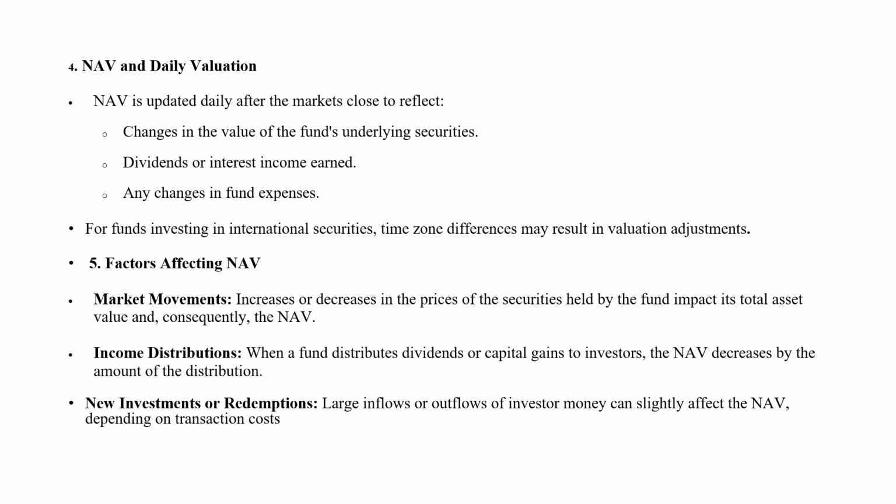So market movement, increases or decreases in prices, always has an impact on the NAV. Then income distribution: when the fund distributes dividends or capital gains to the investor, the NAV decreases by the amount of the distribution. So everyone should know that when funds are distributed with dividends or capital gains, NAV, net asset value, decreases automatically by the amount of the distribution. And there are new investments or redemptions, where a large inflow of investor money can slightly affect the NAV depending on the transaction cost.